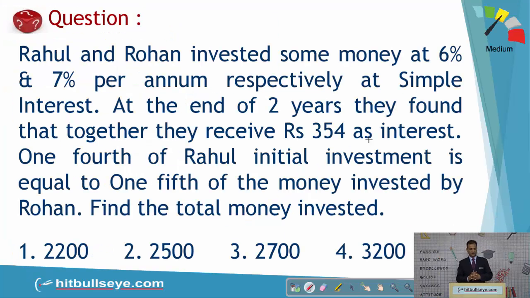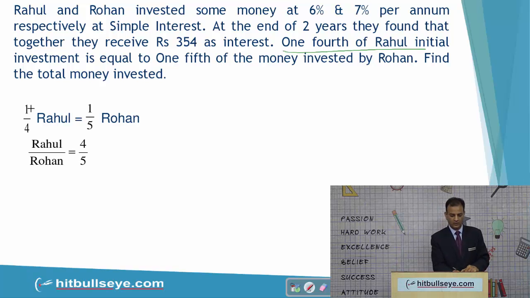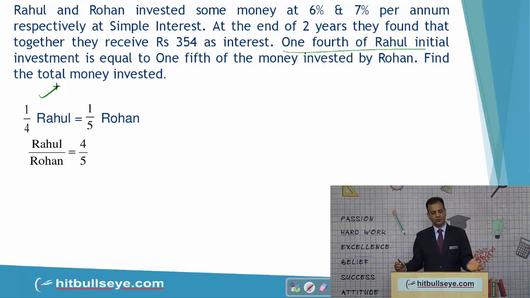Now the next question is: Rahul and Rohan invested some money at 6% and 7% per annum for 2 years. For 2 years, they found that together they received 354 as interest. Now 1/4 of Rahul's initial investment is equal to 1/5 of the money invested by Rohan. First of all, let's do it in detail, and then I will tell you how we can do it orally with options. Here it is given 1/4 of Rahul is equal to 1/5 of Rohan. So Rahul by Rohan is equal to 4 by 5. After that, some students will take it as 4x and 5x, or 4y and 5y.